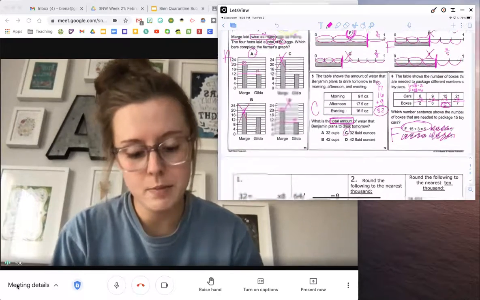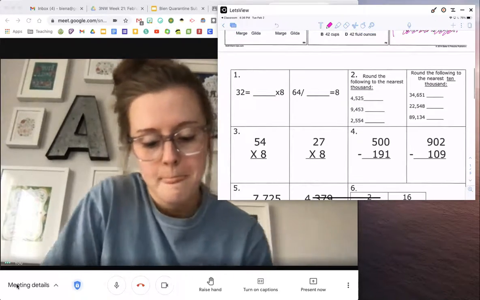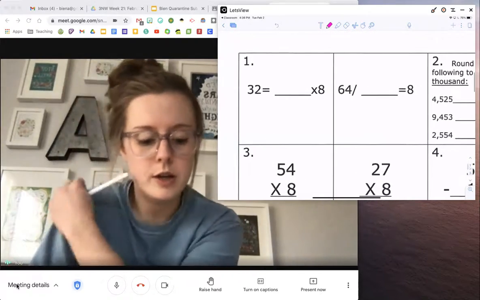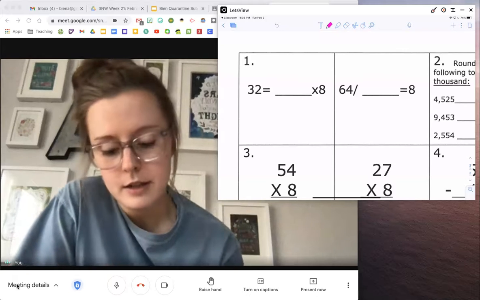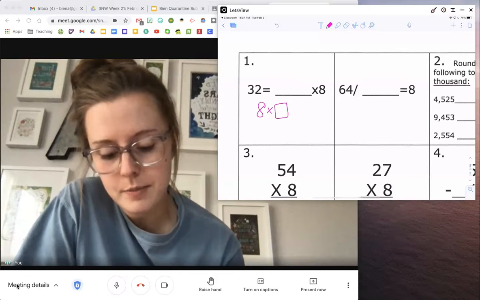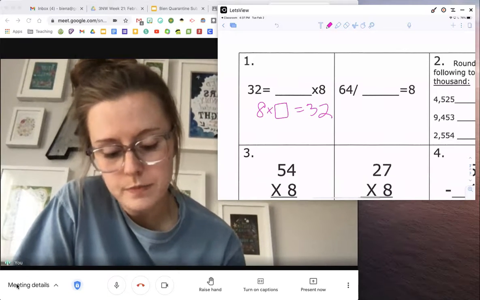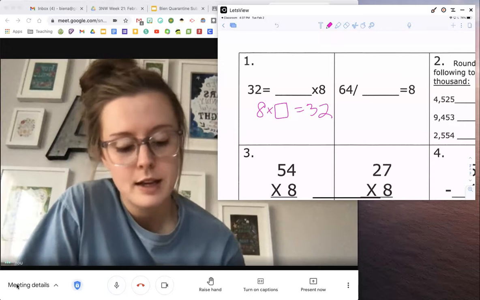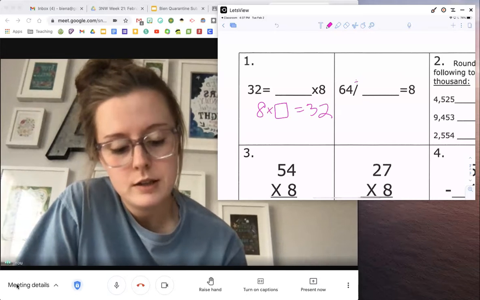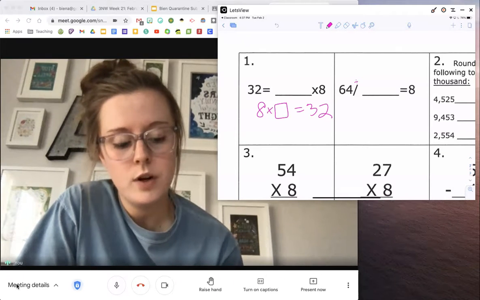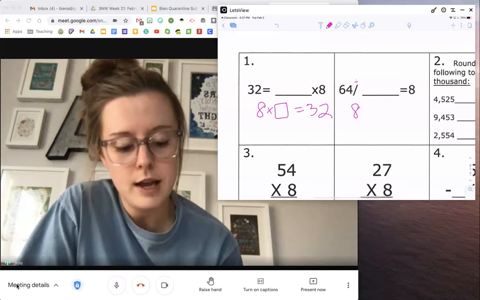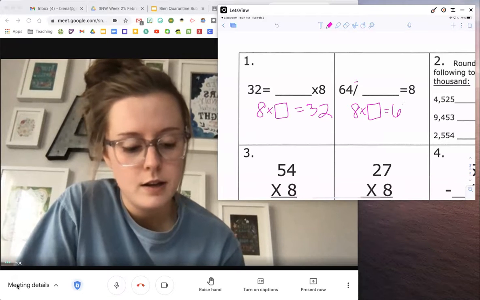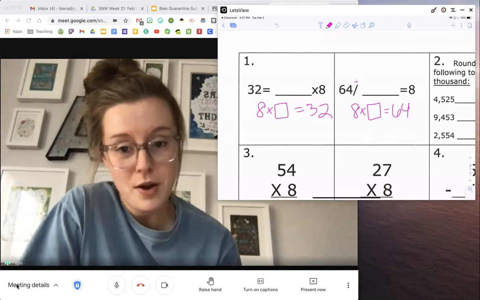Alright, look with me at the back real quick. So we have 32 equals something times 8. So that's 8 times something equals 32. You can figure that one out. And remember, when we see the slash, it means divide. So 64 divided by something is 8. So 8 times something equals 64. You can figure that one out too.